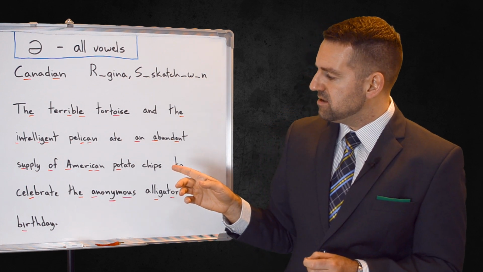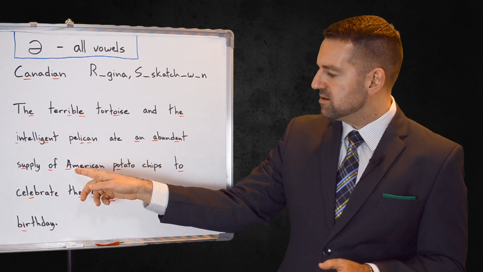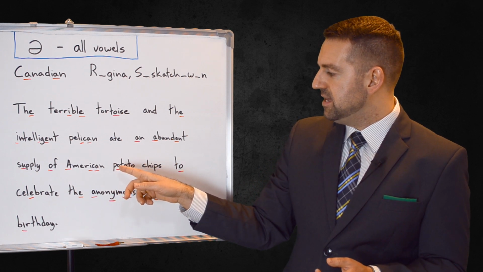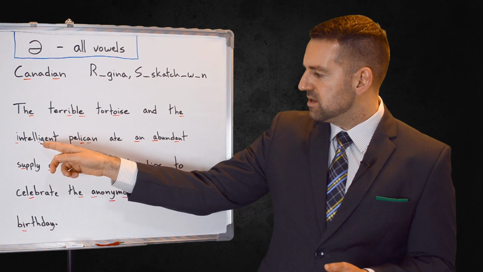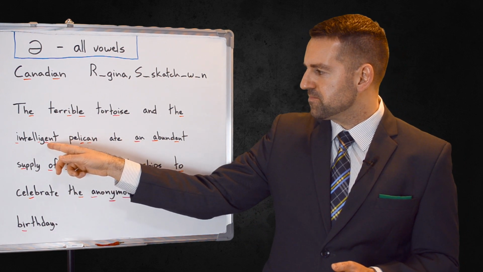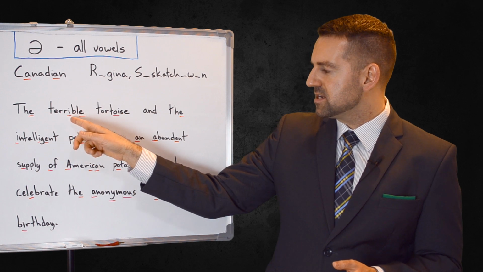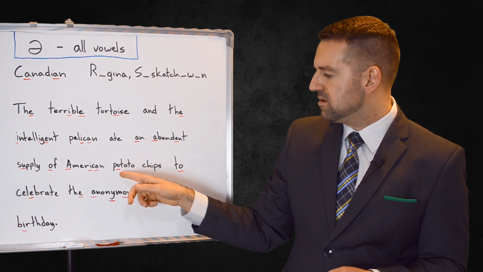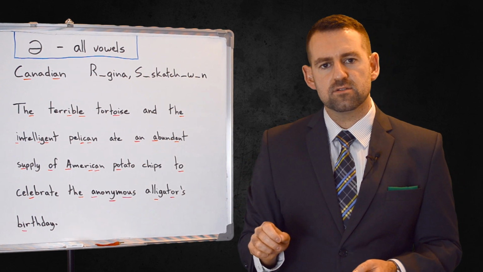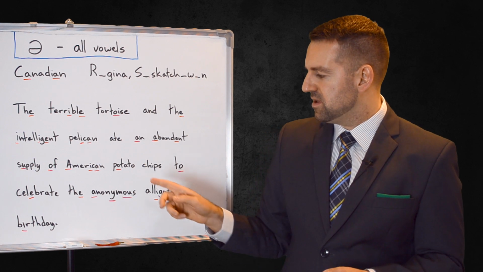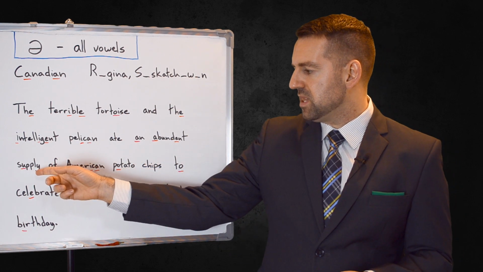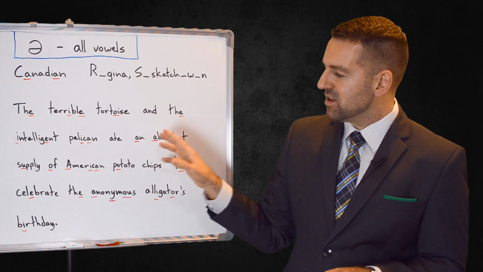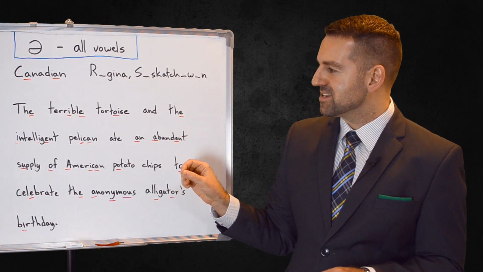Right, so we have A, it's replacing A, American. Right, it's replacing E, intelligent. It's replacing I, terrible. It's replacing O, potato. It's not potato, it's potato. And U, supply. Right? So there are lots and lots of schwa sounds here in this sentence.